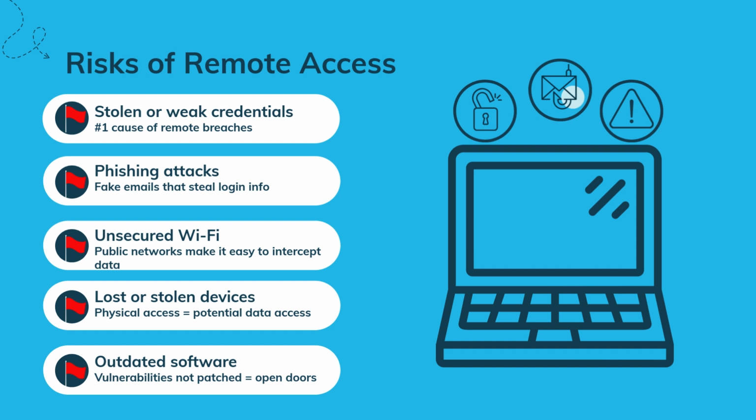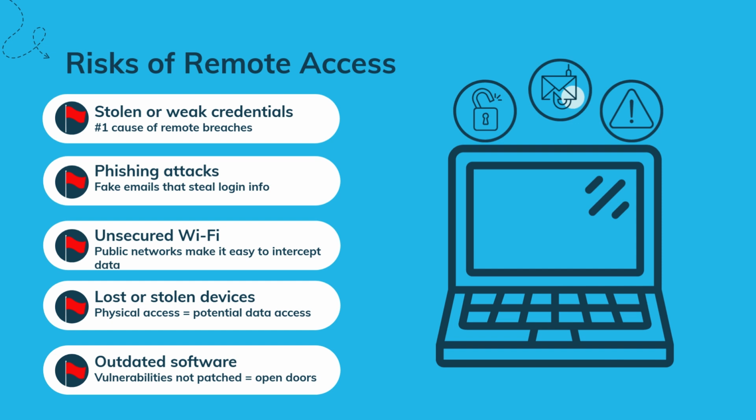Then there's phishing, where fake emails or texts trick users into clicking a link or entering their credentials on a fake login page. It's one of the most common ways hackers gain access. Public Wi-Fi is another big risk. Those coffee shop networks might be convenient, but they're often wide open and easy for attackers to snoop on.